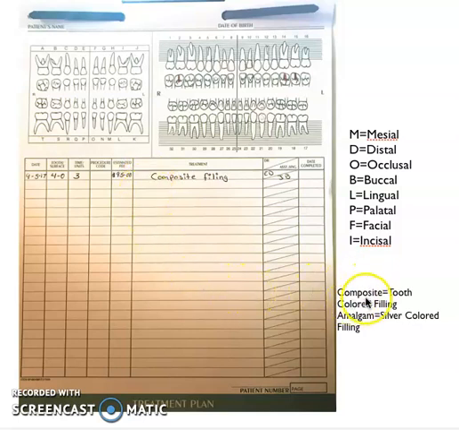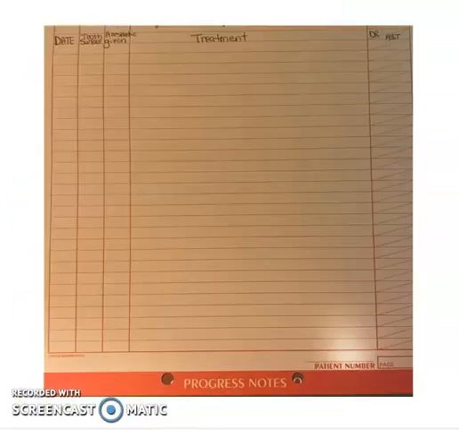So what is a composite? And remember, we need to pronounce it correctly, composite. That is a tooth-colored filling. So that means the dentist tries to match the color of the filling to the tooth. If it's an amalgam, it's going to be a silver-colored filling. Does not match the tooth. It's a metal, okay? So you need to know how to interpret your treatment plan. So let's move on. The next form is the progress notes, okay?